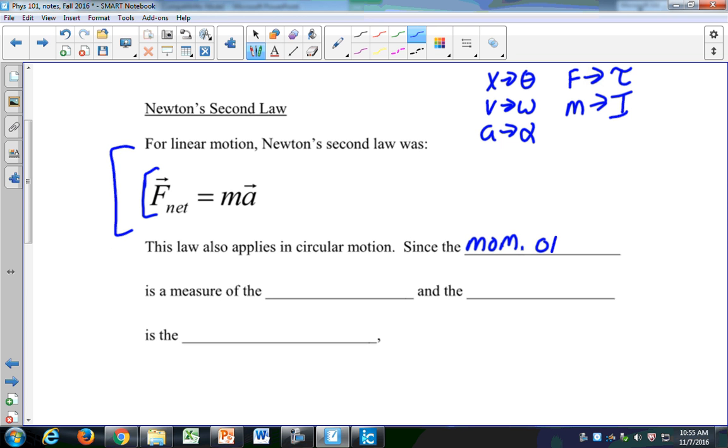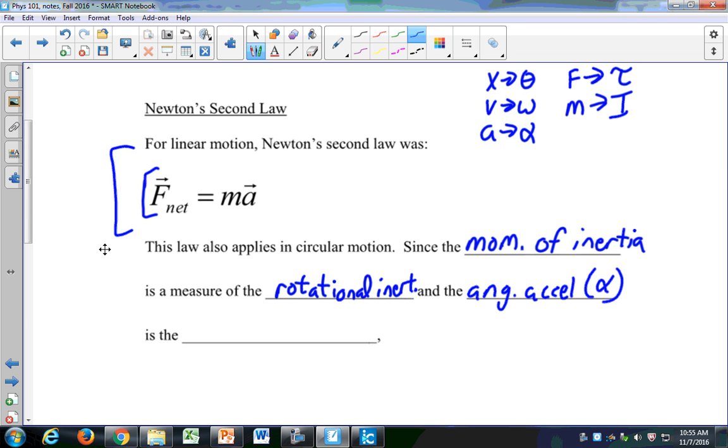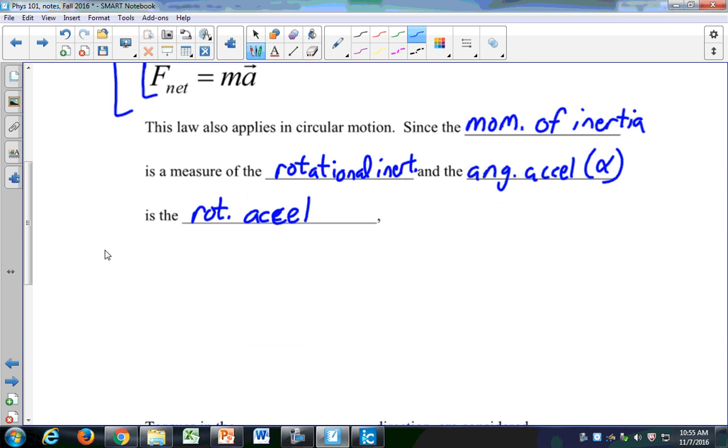I'm going to call it mom of inertia, is a measure of the rotational inertia, and the angular acceleration, that's alpha, is the rotational acceleration, then it shouldn't be a real big step for us to say that where we had F equals ma, now we can have torque equals I times alpha.